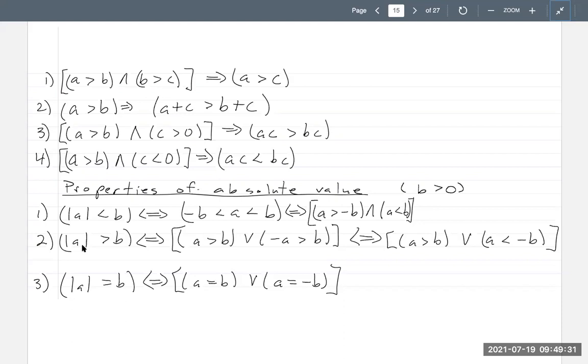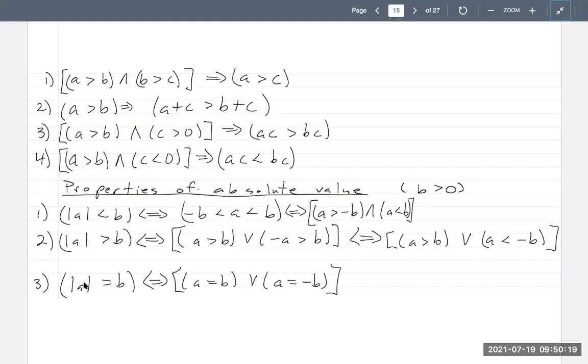If the absolute value of A is greater than B, then A is greater than B, or negative A is greater than B, which is the same as A is greater than B, or A is less than negative B. Unfortunately, we don't have a nice three-part inequality that represents this in standard notation, so we have to write it in symbols rather than as a three-part inequality.